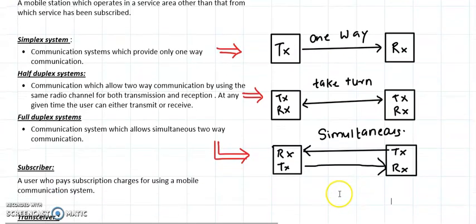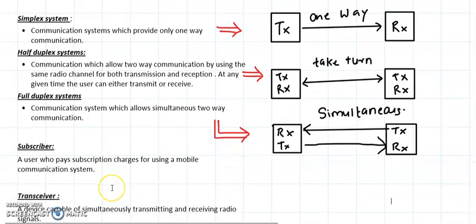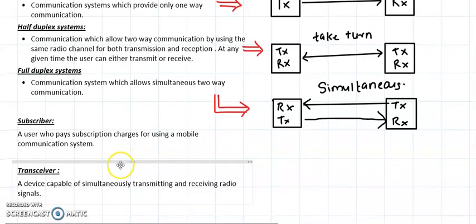Let us now move on to the next definition, which is subscriber. A user who pays the subscription charges for using a mobile communication system is called a subscriber. For example, I use any of the communication systems like Jio, Airtel, Vodafone. I am a subscriber to that, using those channels.